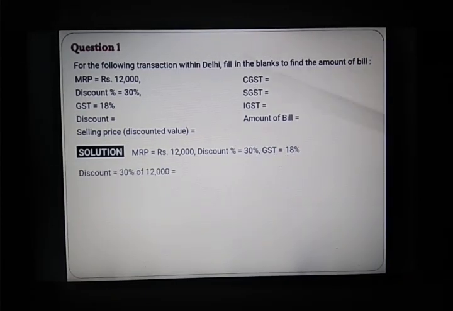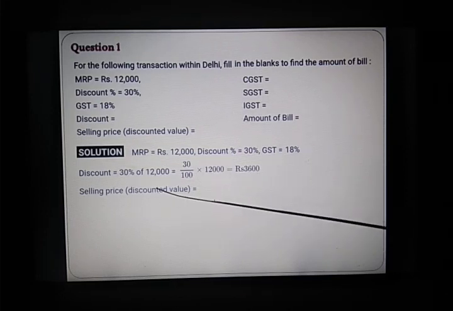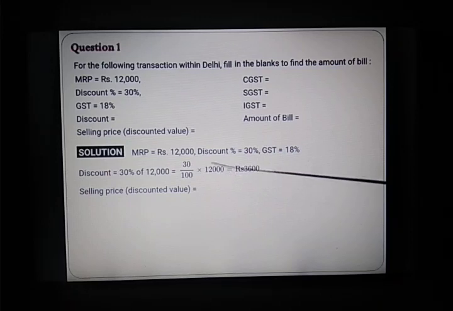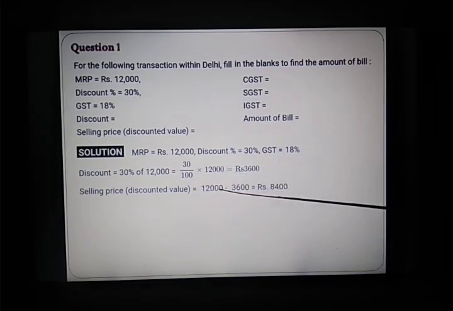Now discount is 30% of MRP. 30% of this much will be 3600. So this is your discount. Next is selling price. The selling price, that is the discounted value, will be MRP minus discount, so 12,000 minus 3,600 is rupees 8,400. So this is my discounted value.